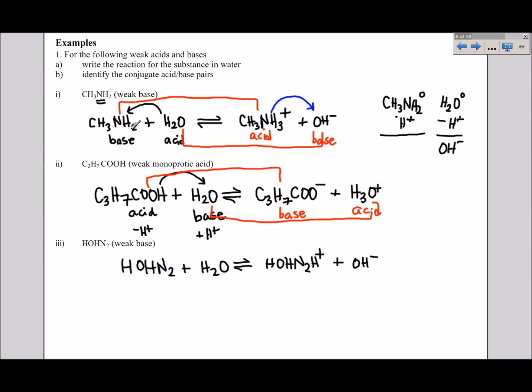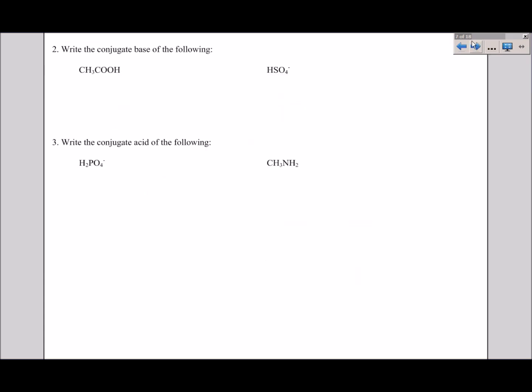And in my previous example, I attached it and joined it with these two H's, because these two are joined to the nitrogen, and then I've attached a third one to the nitrogen. So this is my base, this is my conjugate acid, and they're a pair, and this is my acid and my conjugate base, and they're a pair. So you need to be comfortable writing these reactions and identifying the conjugate acid-base pairs.